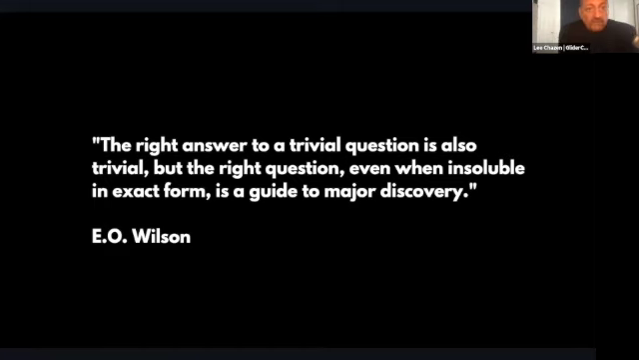That brings us to the final slide, which is kind of the overall theme. The right answer to a trivial question is also trivial, but the right question, even when insoluble in exact form, is a guide to major discovery. That was E.O. Wilson who said that. And so when you write your own questions, when you solve your own problems, it's very empowering and it's more of a learning process. And that's the theme that this project is built on. And I'll be open for any of your questions.